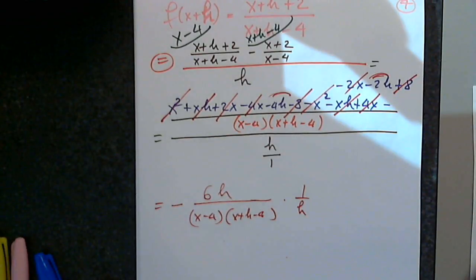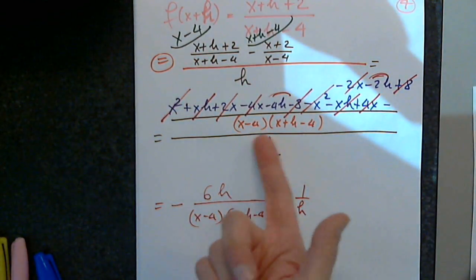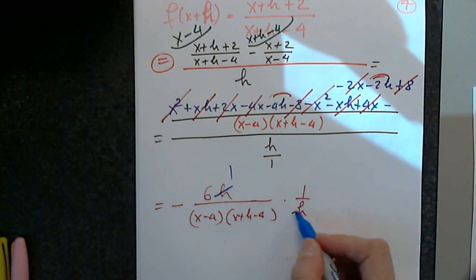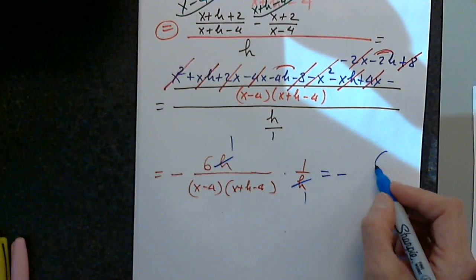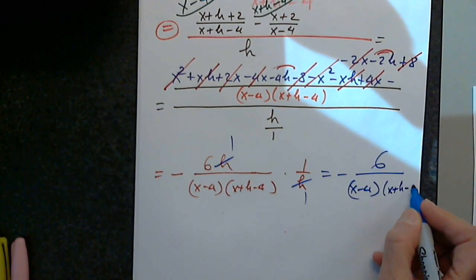To save time and paper and writing. So once I fully simplified the numerator, I write it as negative 6h divided by its denominator multiplied by 1 over h. And that's how we get rid of this. And you'll see what happens in Calc 1. It's basically a limit. So this is negative 6 divided by x minus 4, x plus h minus 4.